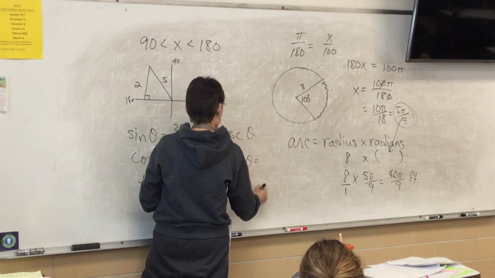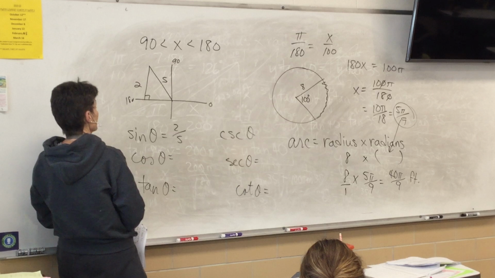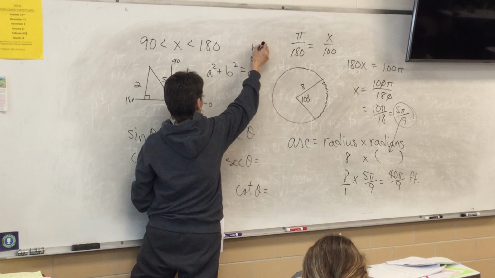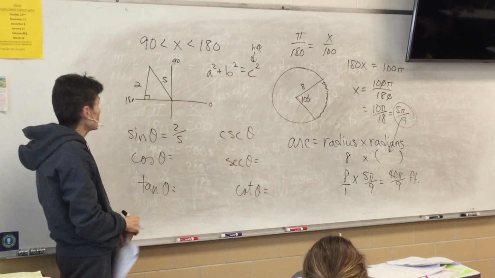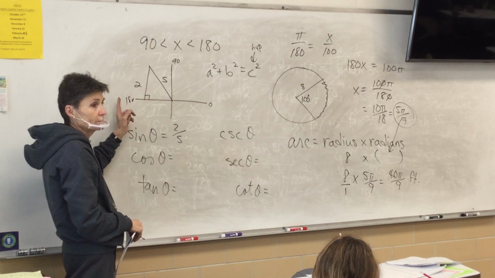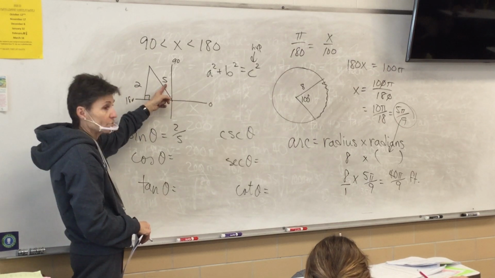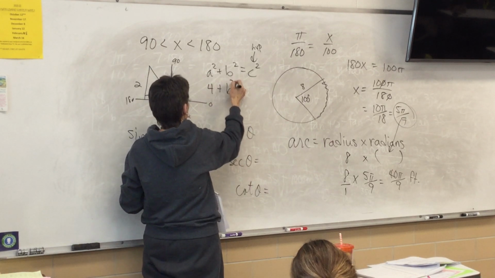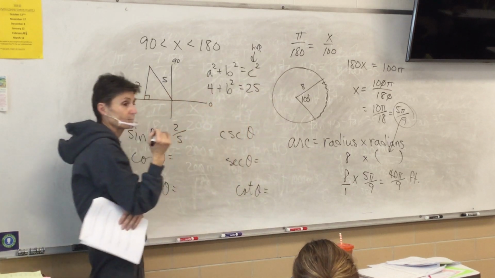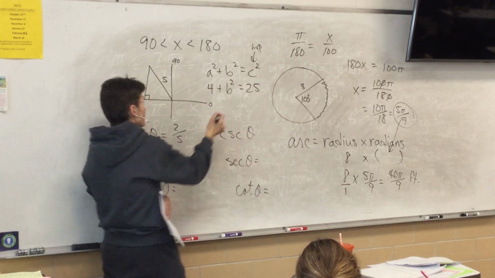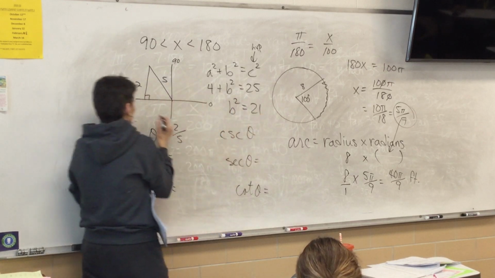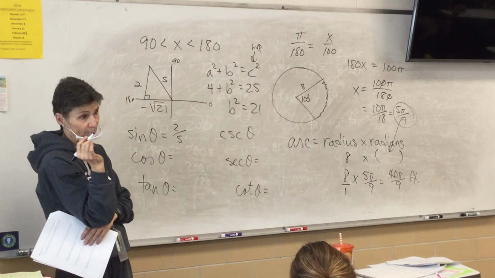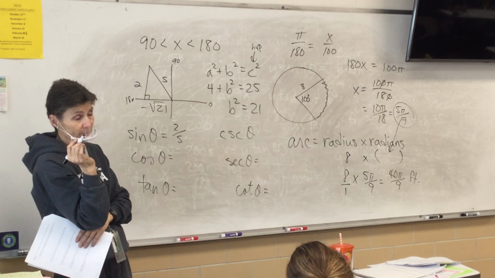Pythagorean theorem. And I'm very careful when I do my Pythagorean theorem because a squared plus b squared equals c squared. This has to be the hypotenuse. So I don't square these two and add them together. This squared and this squared have to be that squared. That's the hypotenuse. So 4 plus b squared has to be 25. So b squared has to be 21, and this is the square root of 21, and it is negative. Right? Yeah.